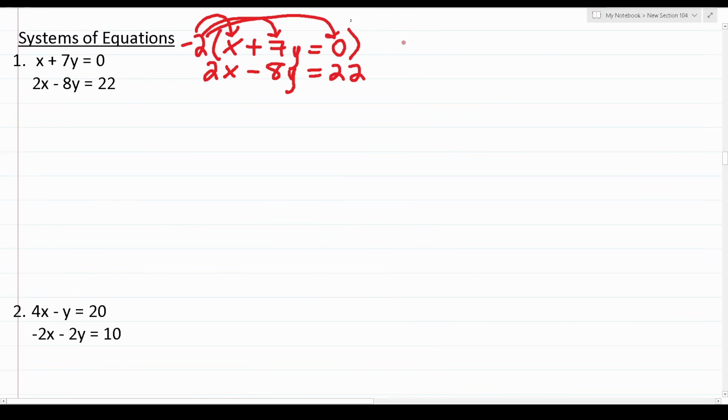Negative 2 times x, as I just said, is negative 2x. Negative 2 times positive 7y is going to be negative 14y. And negative 2 times 0 is just 0. Again, anything times 0 is 0. And we're just going to copy this second equation under this top equation. So that's going to be 2x minus 8y equals 22.